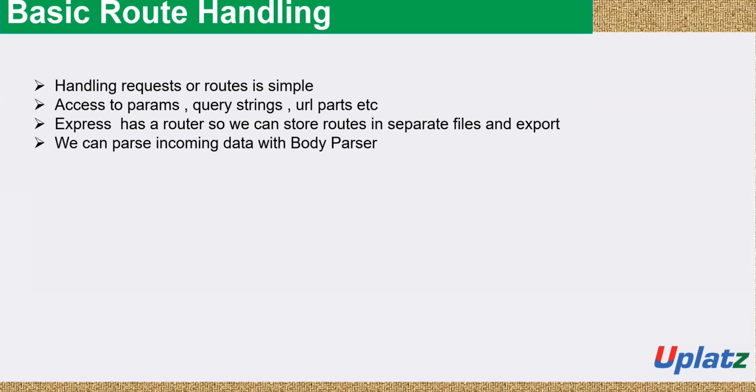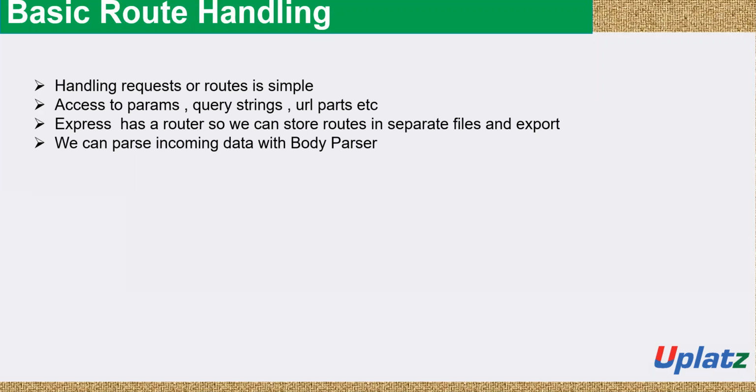Express has a router, so we can store routes inside specific or separate files, and we can start exporting them. So we can make use of import and exports, etc. So no need to mix the complete routes inside the main file. We can separate business logic and API logic separately. And if required, we can perform the customization also.